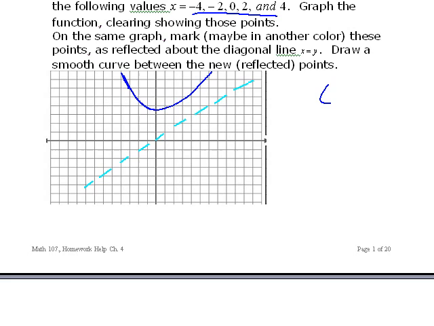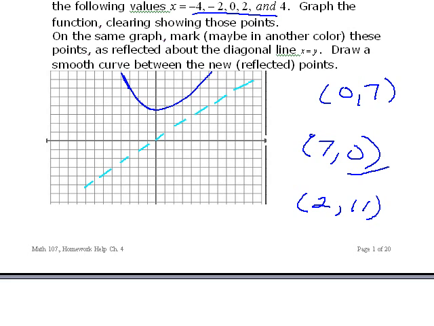So once you have some points for it, let's say you have 0, 7, that's a point on your parabola, in this particular parabola, then the point in the other direction would be 7, 0. Okay. And if you keep doing that with points, say you have x of 2, 11, then on the inverse you would switch those around to 11 and 2, and that's the effect of reflecting that about the diagonal line.